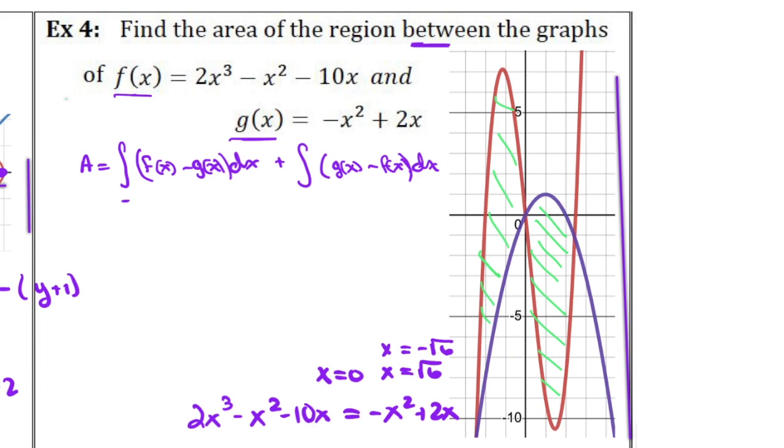We're going to start from negative root 6 and go to 0. Then we're going to go from 0 to positive root 6. These are not symmetrical, so you're actually going to have to do this integration separately for each part.